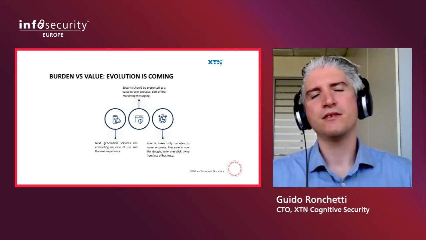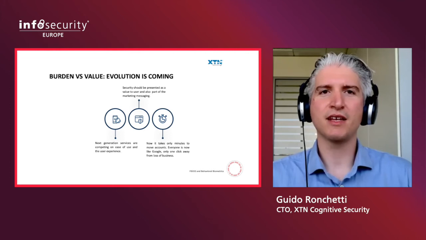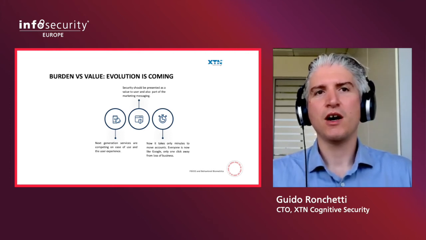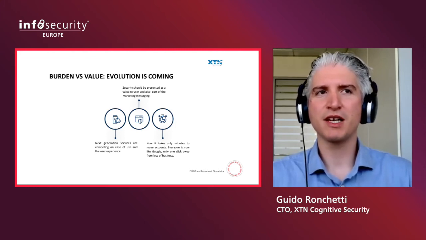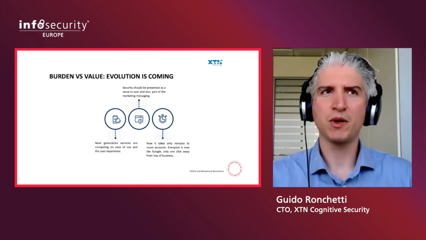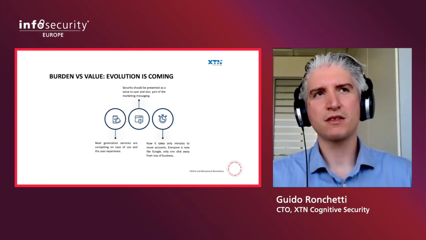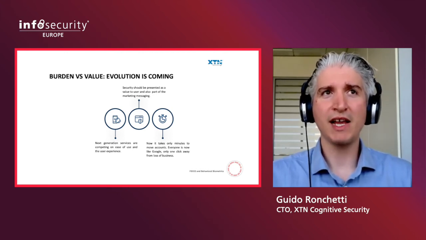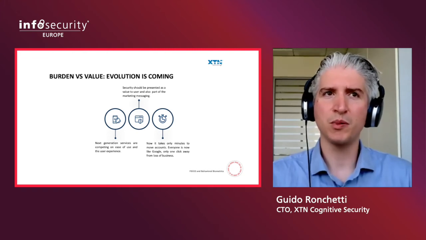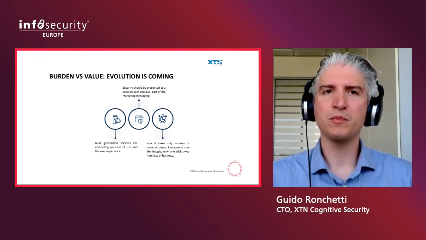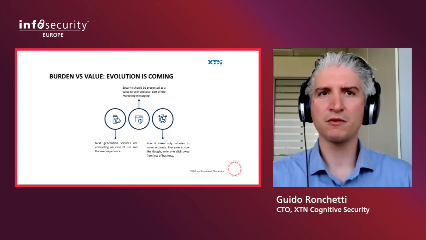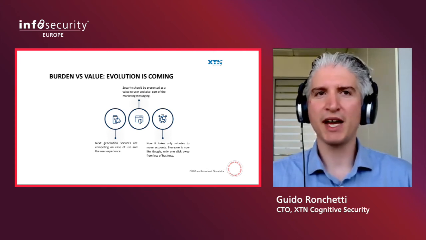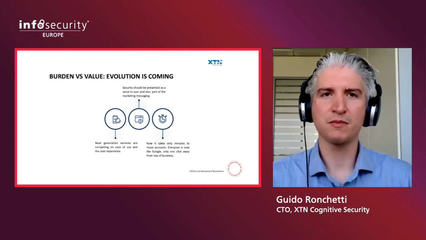Okay, and so what is happening as an evolution of financial services? Of course, as we already mentioned, next generation services are competing on ease of use. And this is a very important point. At the same time, they are starting to present security as part of their value, of their marketing messaging. And this is another very important point. And last but not least, they are competing in a different manner from the past. So even in the financial industry, switching from one service to another is becoming easier on a daily basis. And for that reason, changing bank based on the user experience they provide is becoming much more common than in the past.